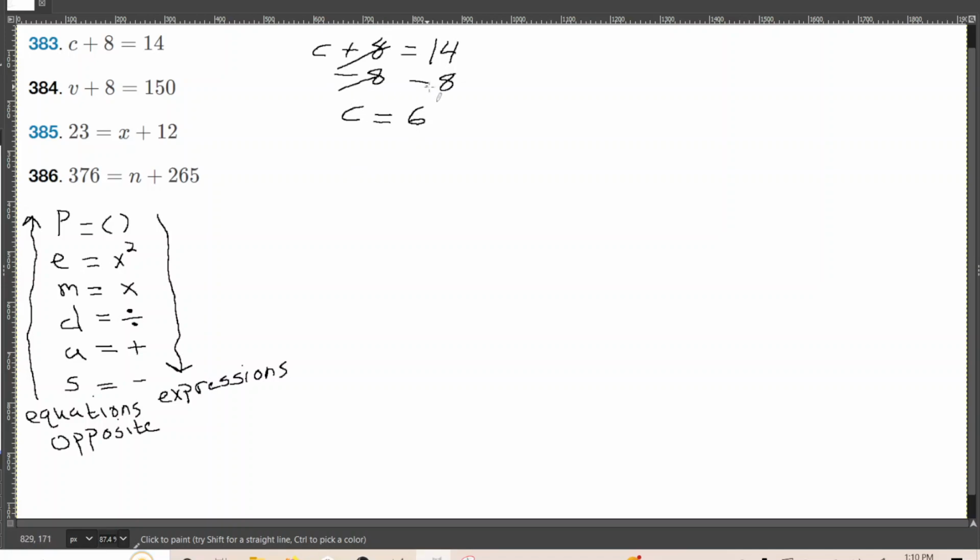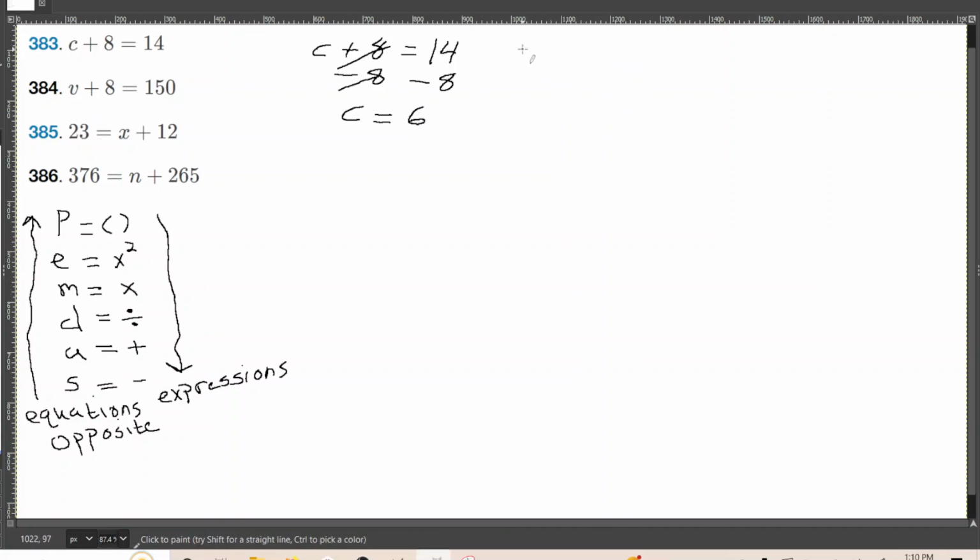And you can always plug it back in, right? And figure out if you did it right. So 6 plus 8 equals 14. Well, 14, oops, equals 14, right? So we are good here, right? We could always check if we did things right. But anyways, I'm going to erase this so I have more room.